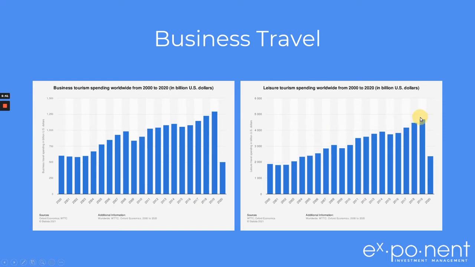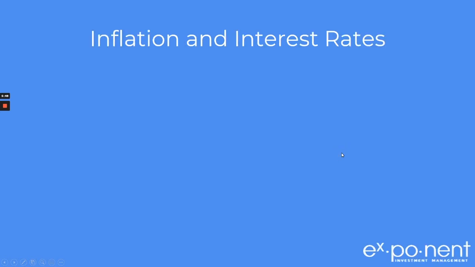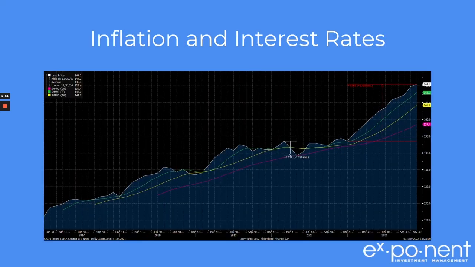They're 4 or 5 times larger, but the drop wasn't as dramatic in leisure tourism as it was in business tourism. So let's look at inflation and the unintended consequences of inflation. What we've got here are the CPI numbers provided to us by Bloomberg. It's just a screen rip from our Bloomberg terminal, and we're looking at going back to 2017.